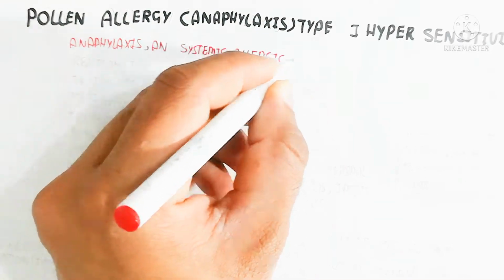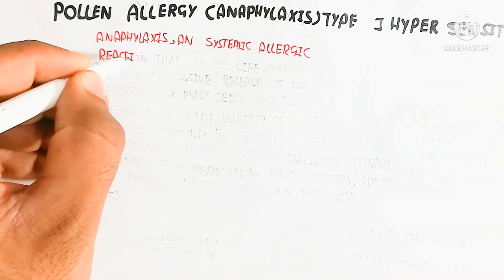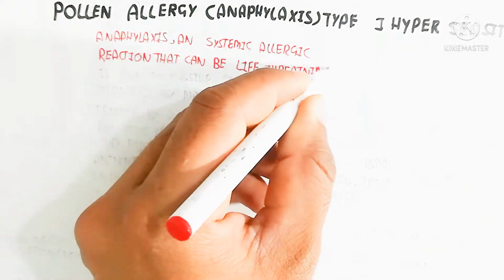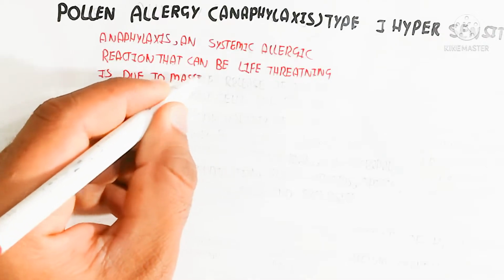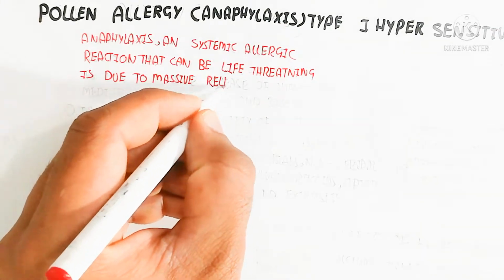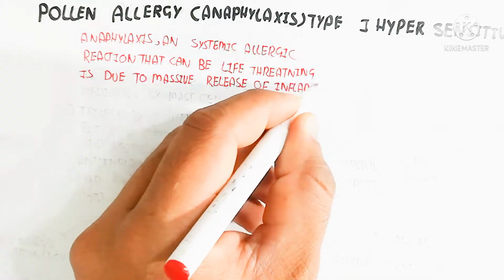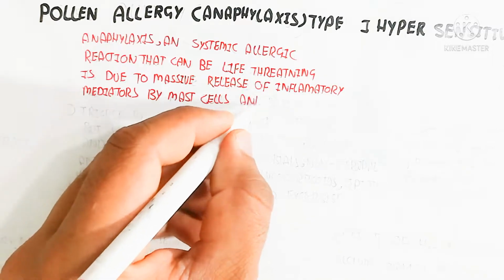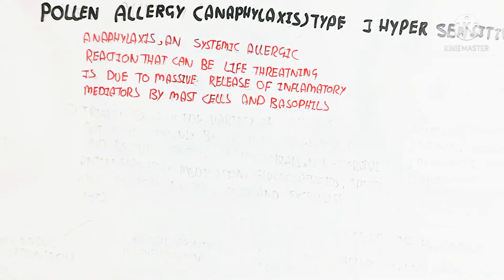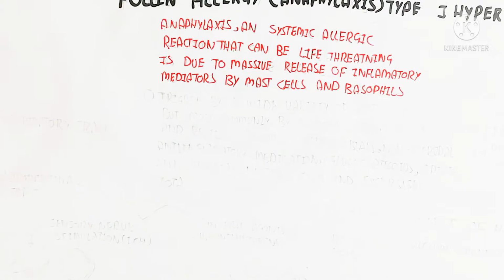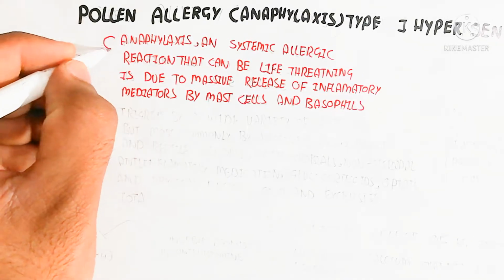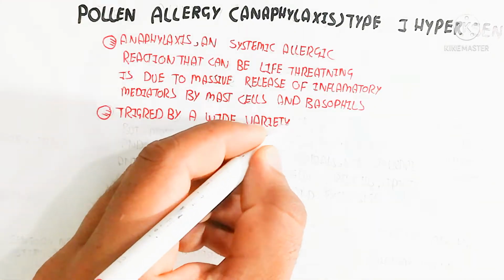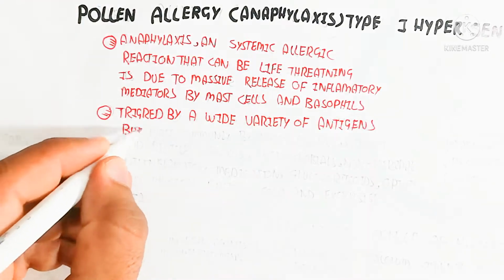Anaphylaxis is a systemic allergic reaction that can be life-threatening and is due to massive release of inflammatory mediators by mast cells and basophils. It is triggered by a wide variety of antigens, but most commonly by vaccines, drugs, insect and reptile venom, antimicrobials, non-steroidal anti-inflammatory medications, glucocorticoids, opiates, and physical factors like cold and exercise.